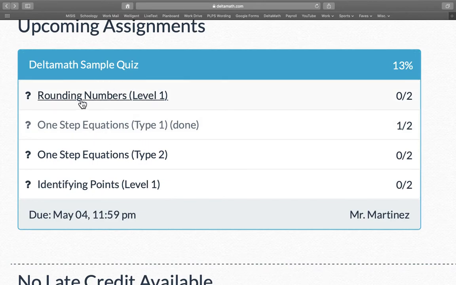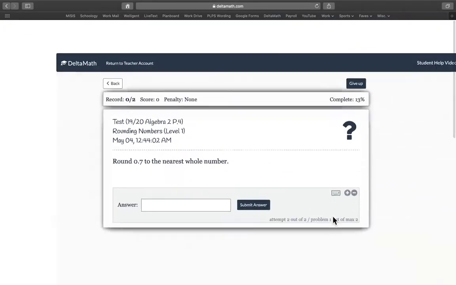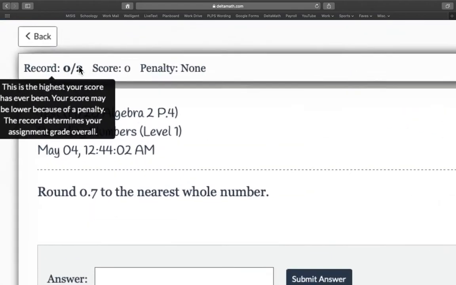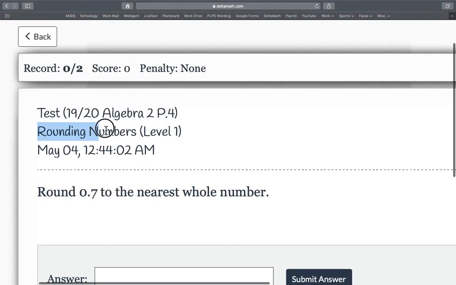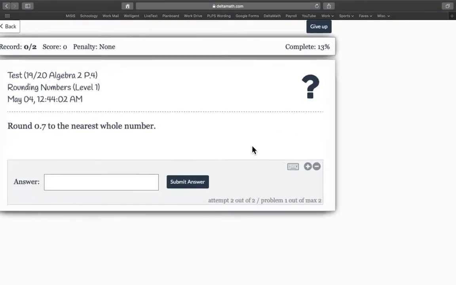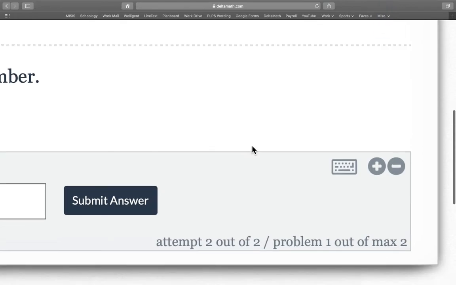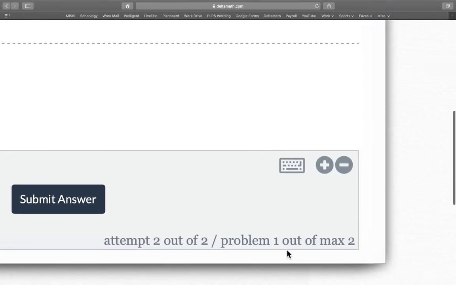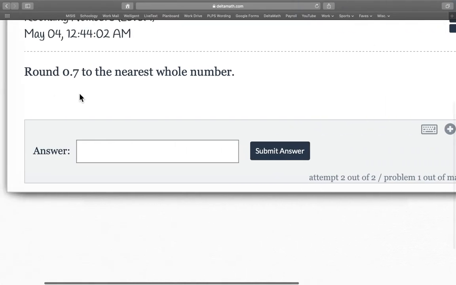And we'll go here, rounding numbers, right? So again, 0 out of 2. Again, rounding numbers will not be on the quiz. Remember, this is a sample quiz. Okay, 1 out of 2. Again, we go down here and we see 1 out of 2. This is the first out of 2 max problems. And it says attempt 2 out of 2 because I already tried one before.